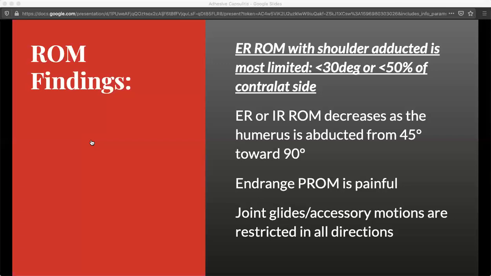End range passive range of motion is painful. So for elevation, which is flexion in the sagittal plane and abduction in the frontal plane, and for internal and external rotation, the end ranges are painful. You'll also find limited ranges with your manual palpation. So with joint glides, accessory motion, you don't get as much gliding in the joint. It's stuck, it's frozen. So I want you to remember this: external rotation range of motion with the shoulder adducted is limited, less than 30 degrees.